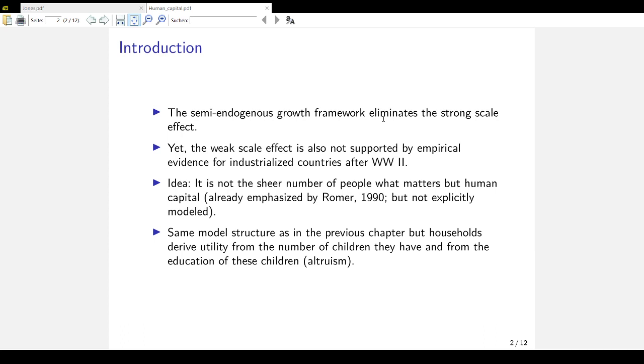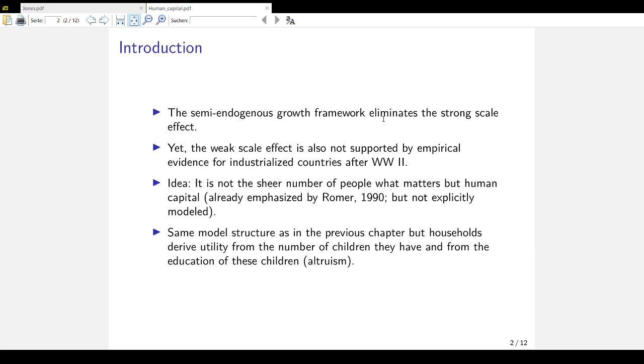Now, this idea is already mentioned by Romer and emphasized actually in his 1990 paper, because in the production function he has the stock of human capital and not the number of people, but it was not explicitly modeled. So there is no investment in education and there is no trade-off between how much you invest in education and how many children you have.